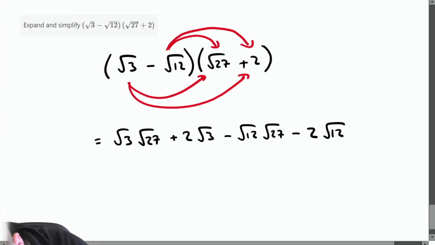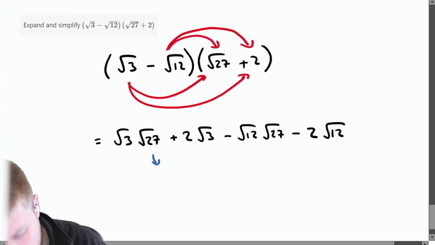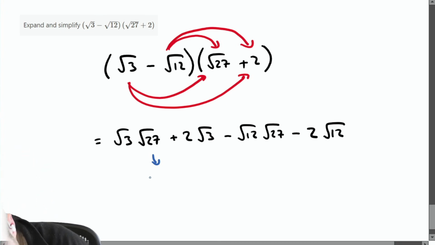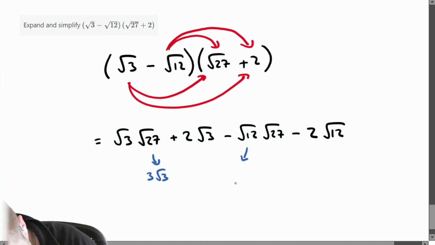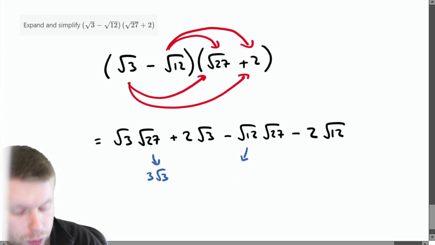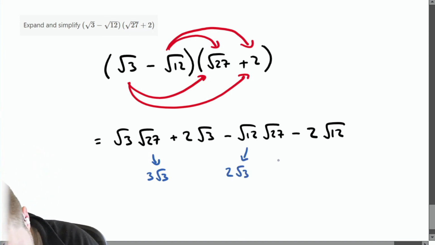Well, first of all, you notice that root of 27 can be treated as root of 9 times root of 3, which is going to give me 3 root 3. Okay, I can't do anything with the next one, but I can simplify root 12. That's going to become root of 4 times root of 3, which is 2 root 3. And root of 27, well, we've already done that one, that's 3 root 3. And then again, root of 12, we've already done that one, that's 2 root 3.